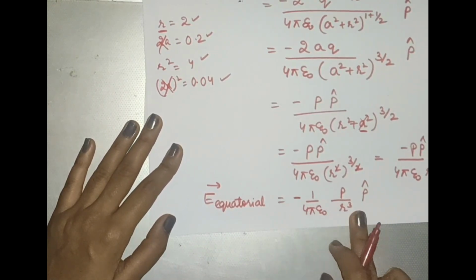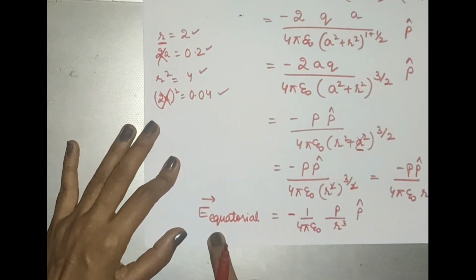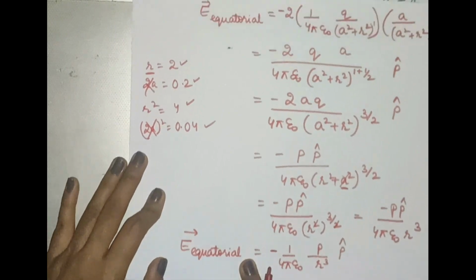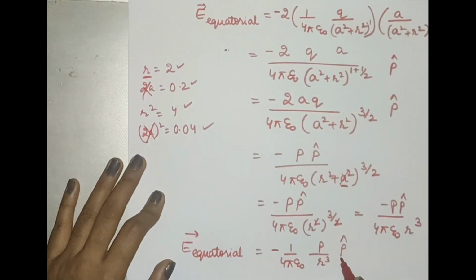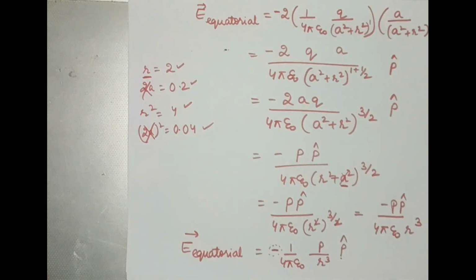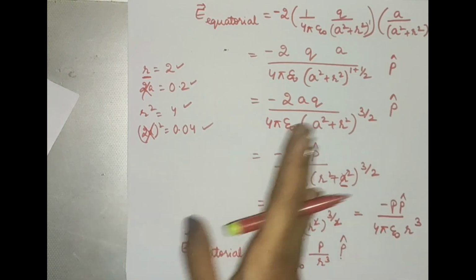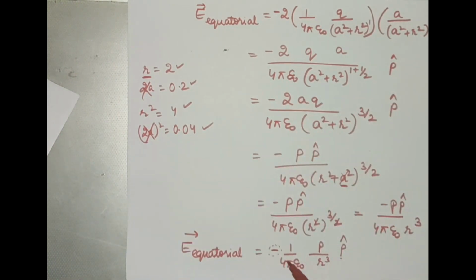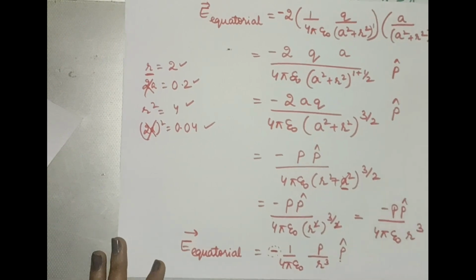Now this shows that for a point on the equatorial line, the direction of my electric field would be opposite to the direction of my dipole moment. This negative sign symbolizes this point. In the axial case, we found that the direction of the dipole moment and the direction of my electric field due to the dipole on the axial line were in the same direction. However, now we're finding that they are in the opposite direction. So this is the first contrasting point between my electric field on an axial point and my electric field on an equatorial point. Now let us try to compare their magnitude.